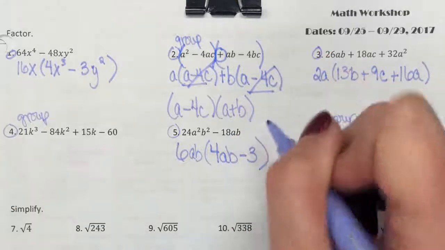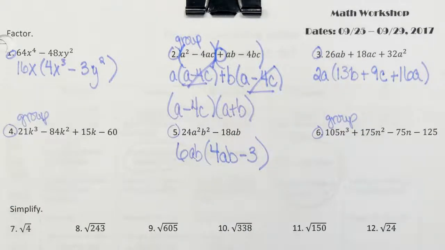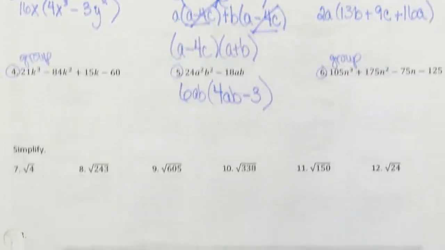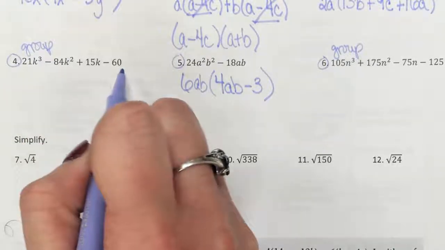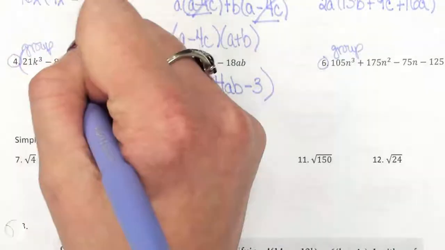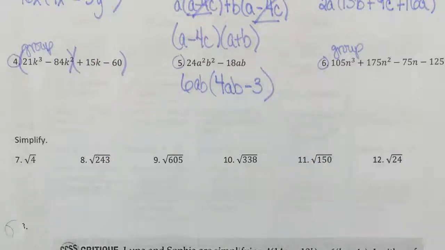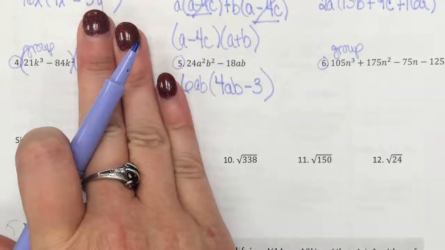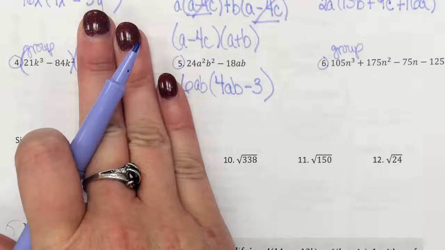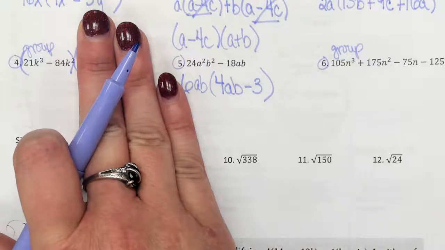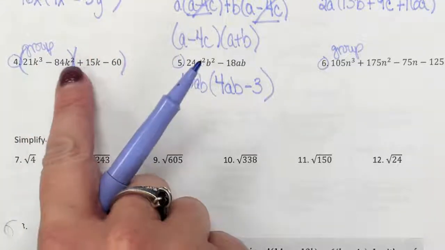All right, let's go to number 4. It has 4 terms. So when it has 4 terms, we're going to do grouping. Cover up the first 2, the second 2, excuse me. You got 21 and you got 84. Think about the terms of 21. What numbers go into 21? 7 and 3 and what else? And 21, right? So the biggest one of those was 21.